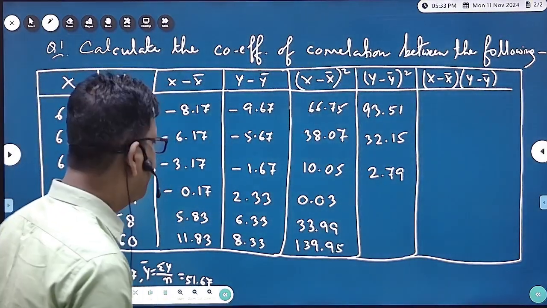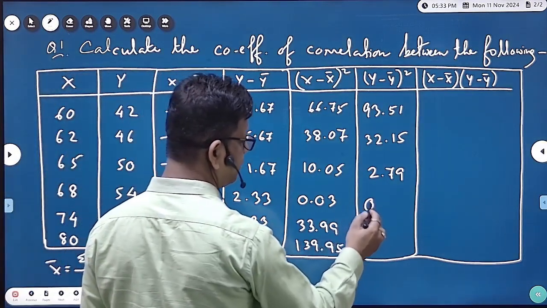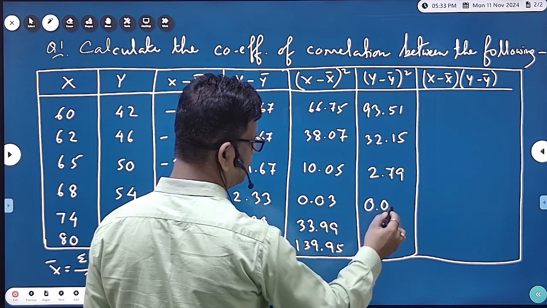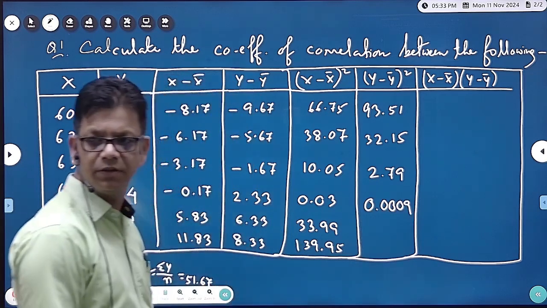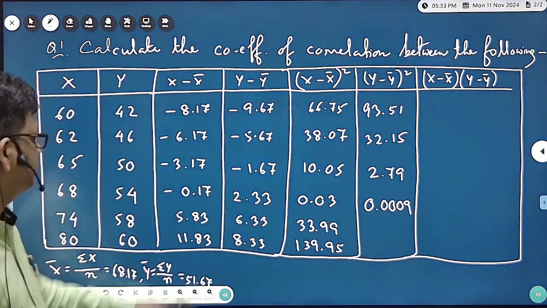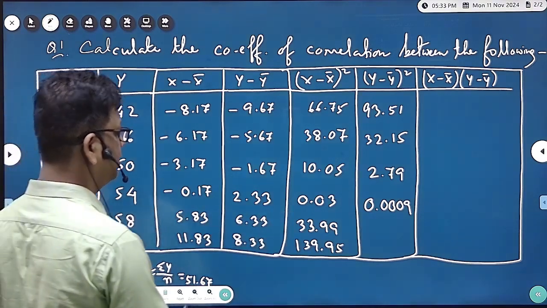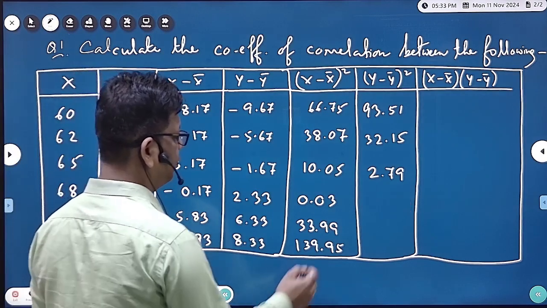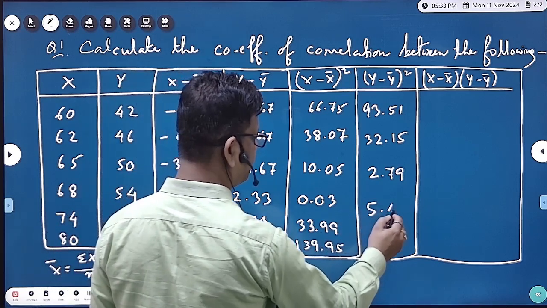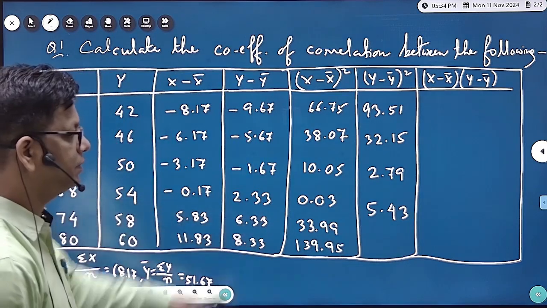Alright. Now 0.3 into 0.3 will be 0.9. I think it will come like this. Sorry. 2 point. Just a minute. So 2.33, no? 5.43. Okay. Then 6.33 into 6.33. 2 times you have to multiply.